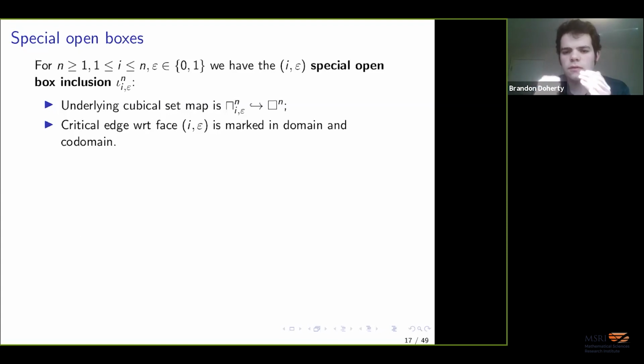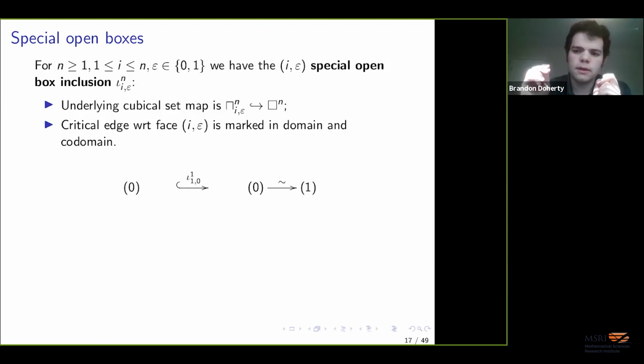Right, and so we define then the concept of a special open box inclusion. So for the special open box, the underlying cubical set map of this inclusion is just the open box inclusion, the i epsilon open box into the standard n cube. And the critical edge with respect to the i epsilon face is marked in both the domain and codomain of this map wherever it appears. So for instance, a one-dimensional open box is just an endpoint inclusion into the marked interval, because the critical edge of box 1 with respect to either face is just the unique non-degenerate edge.